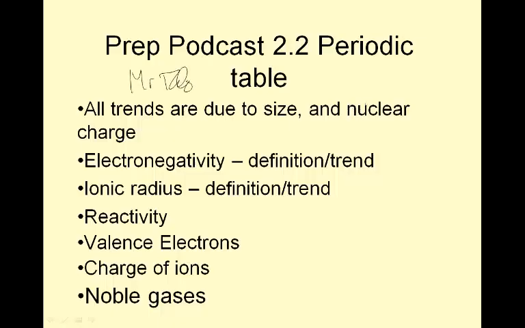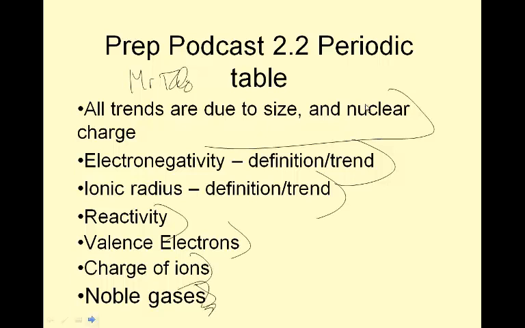Welcome to Podcast 2.2 Periodic Table, where we're going to talk about all of our trends: electronegativity, ionic radius, reactivity, valence electrons, charge of ions, and a little noble gas stuff, which we already talked about. Let's hop to it.